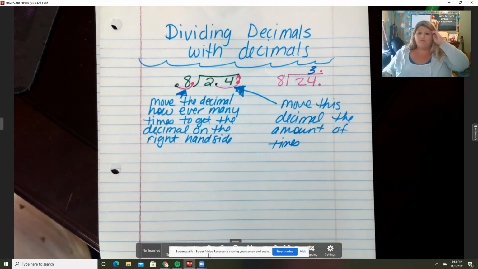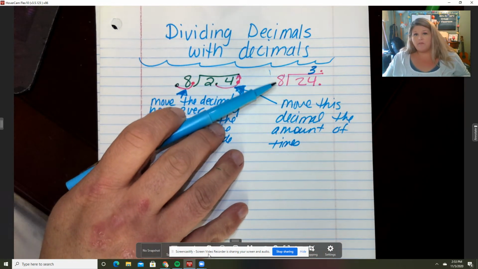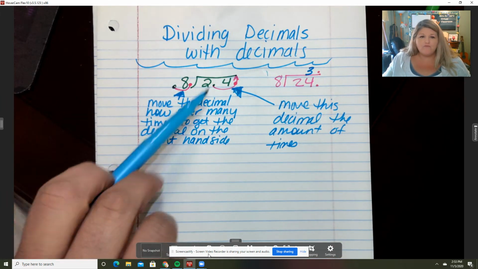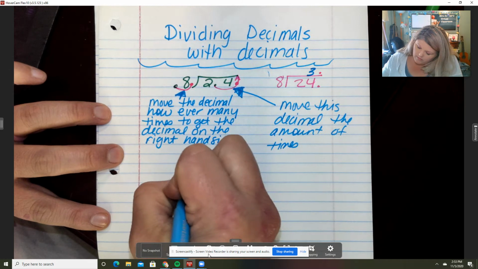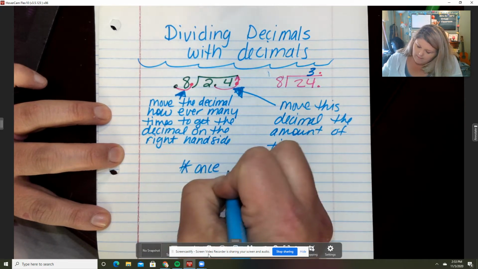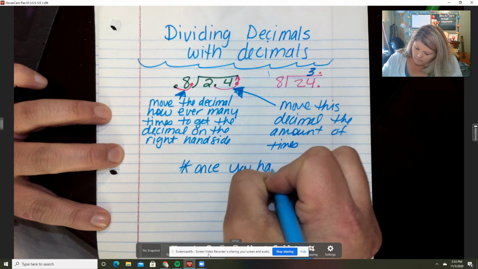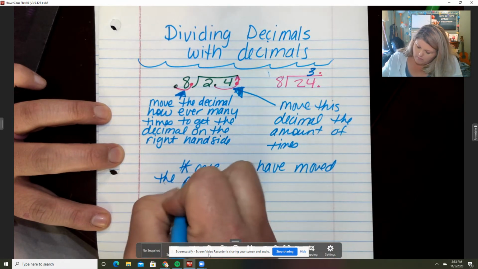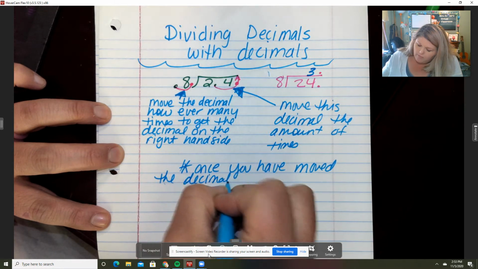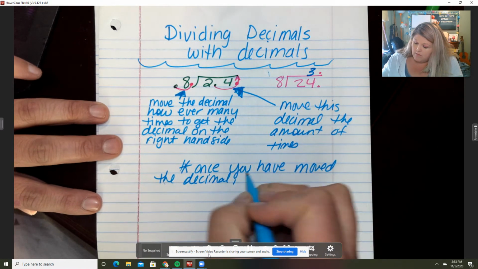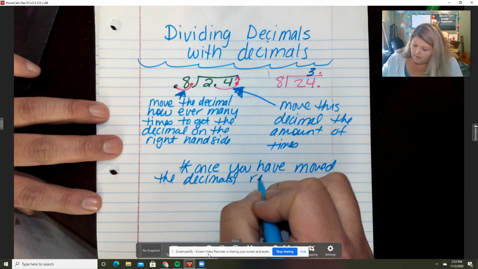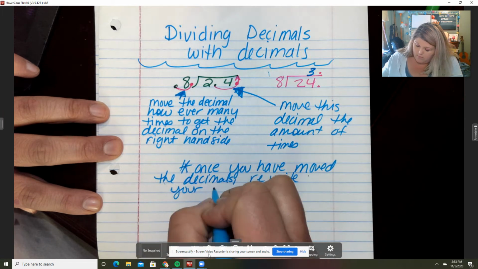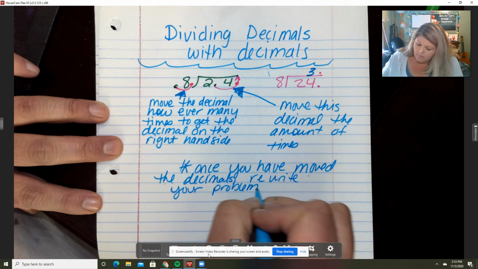And then always rewrite your division problem. That's confusing when you look at that to try to divide. So always, once you've moved your decimal, once you move the decimal or decimals, rewrite your problem.